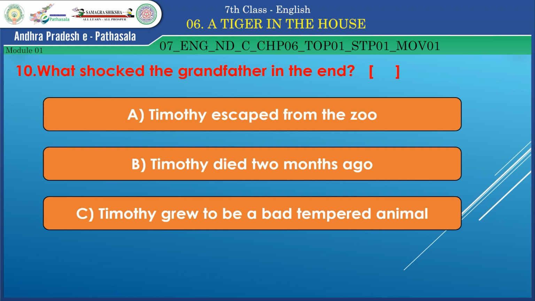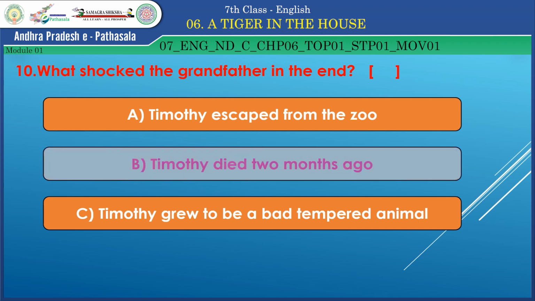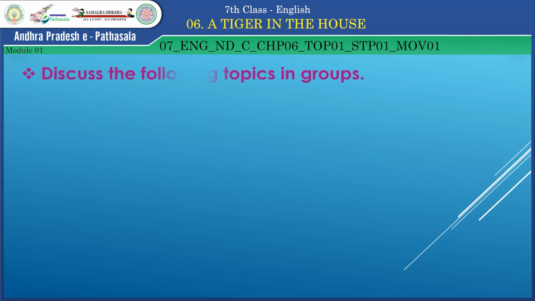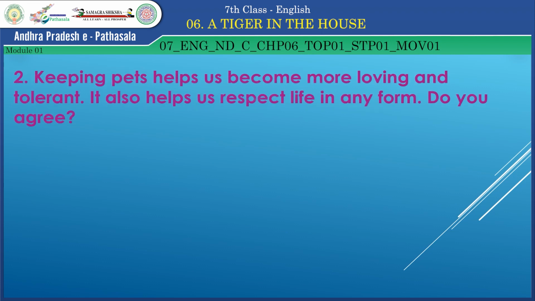Guess the correct answer? Yes, you are awesome. The answer is option B. Discuss the following topics in groups. Topic 1. Shoot animals with a camera, not with a gun. Topic 2. Keeping pets helps us become more loving and tolerant. It also helps us respect life in any form.